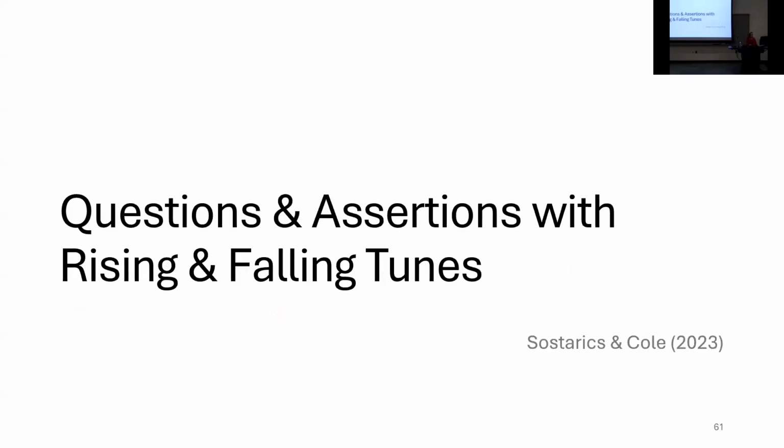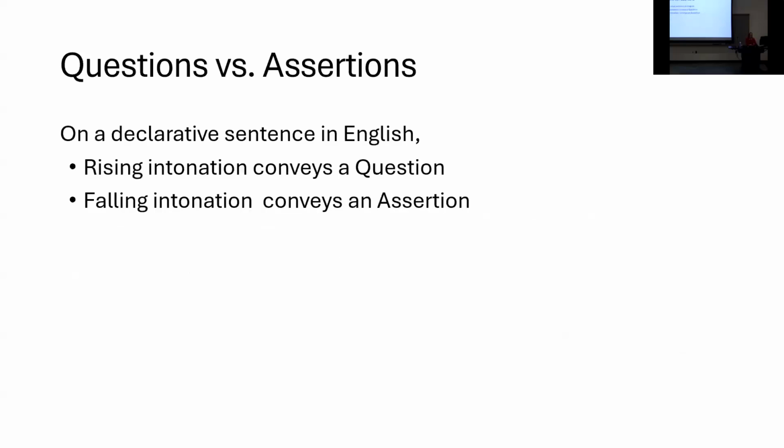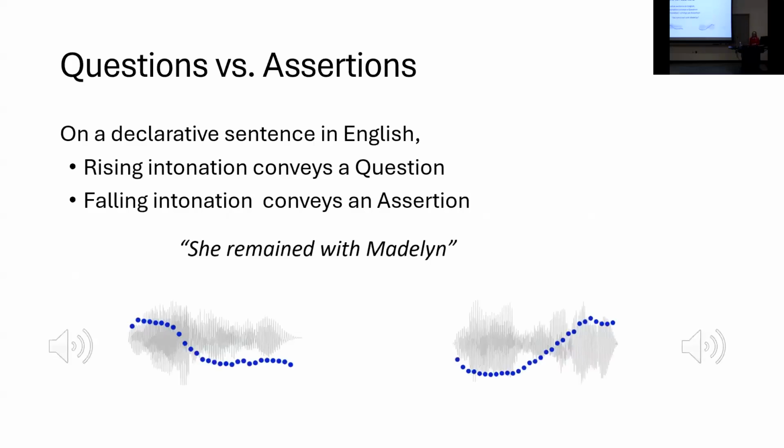So the first experiment is an experiment asking about listeners' interpretation of questions and assertions when listening to tunes that are rising and falling. So on a declarative sentence in English, rising intonation conveys a question and falling intonation conveys an assertion. This is a description you run into frequently in the literature on rising declaratives. So we heard some of these at the beginning of the talk.